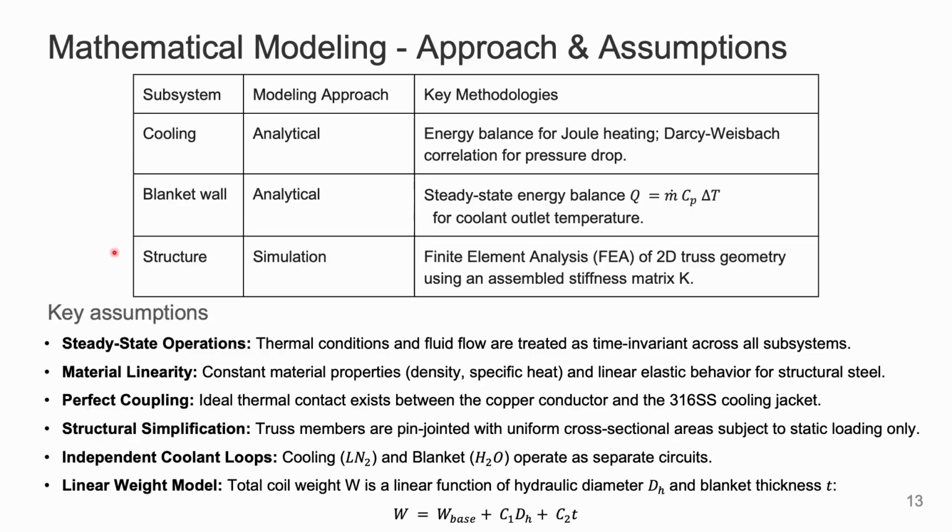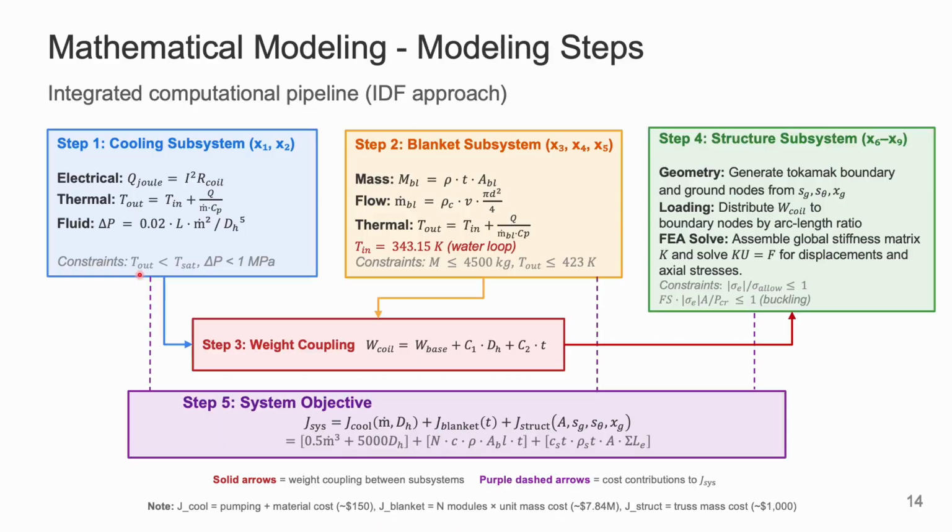A few important assumptions to note. We assume steady-state conditions, constant material properties, and pin-jointed members under static loading. The cooling loop uses liquid nitrogen and the blanket uses water, so they operate independently. The only thing connecting all three subsystems is the coil weight, which depends linearly on the hydraulic diameter and blanket thickness. This diagram shows our 5-step computational pipeline.